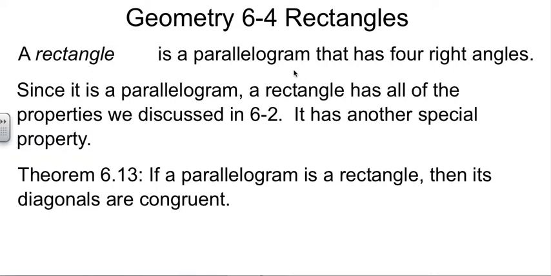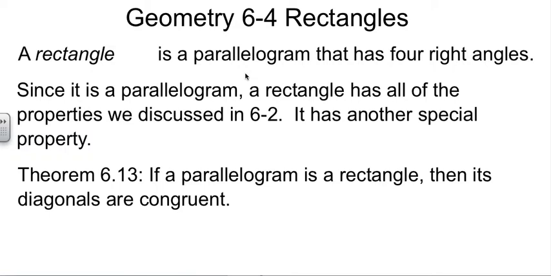Now, since we just said a rectangle is a parallelogram, everything we've talked about back in 6.2 still applies. Opposite sides are still parallel. They're still congruent. Opposite angles are congruent. Consecutive angles are supplementary. Diagonals bisect each other. All of those things are true because it's still a parallelogram.